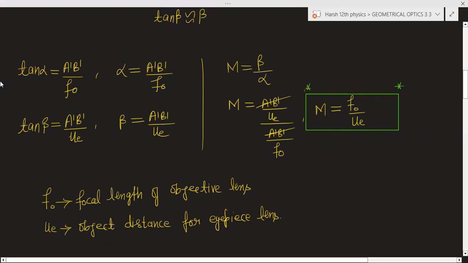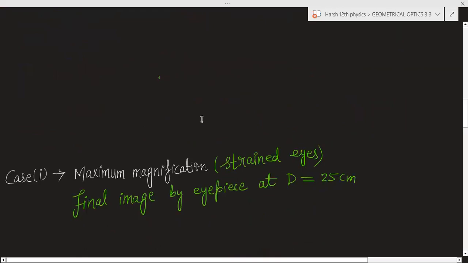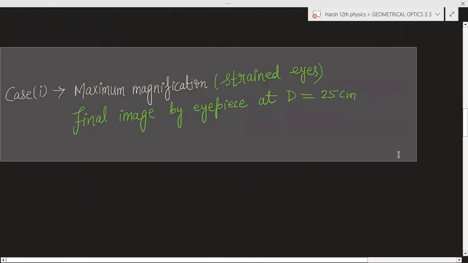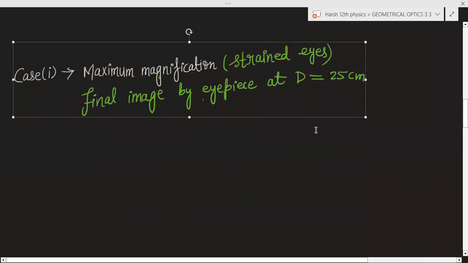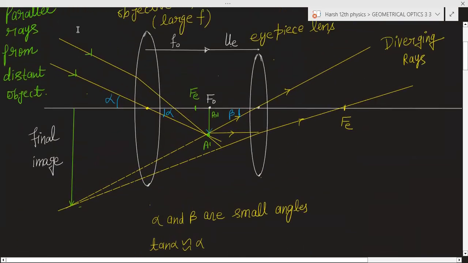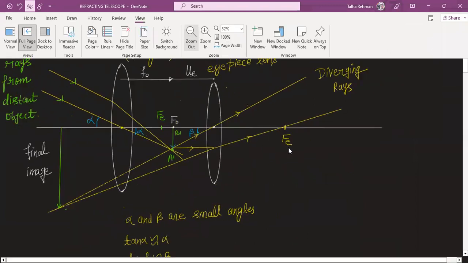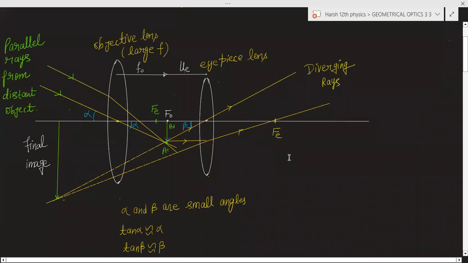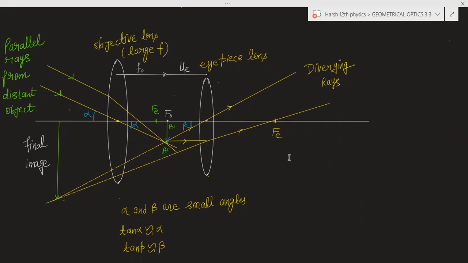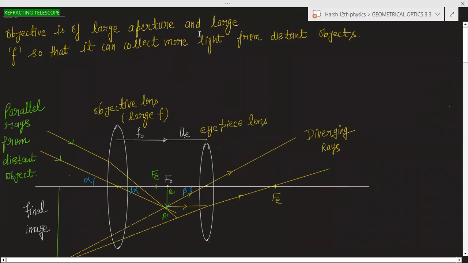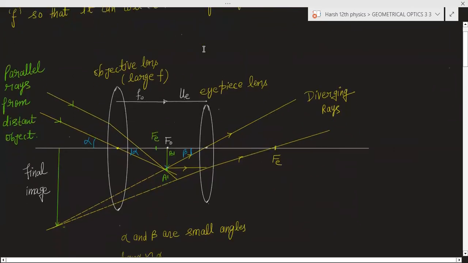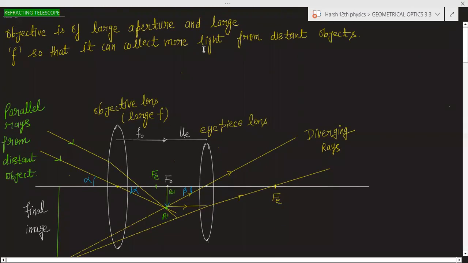Now we will discuss different cases also for the magnifying power. First, you should draw this diagram properly. Then we will discuss the maximum magnification and when the image will form at infinity. First draw this diagram. Write down this also. First write down this, then draw this diagram. Ask me to scroll down.